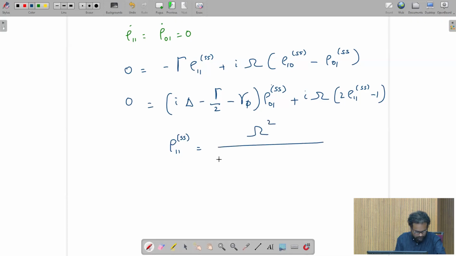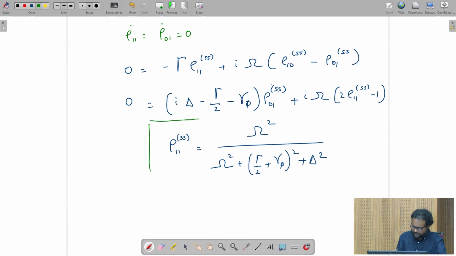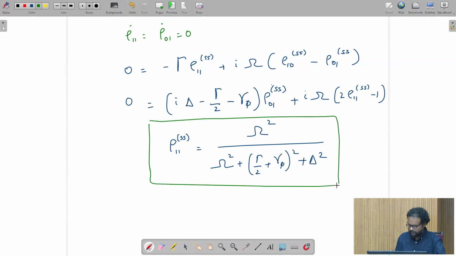If I write this, I will get... what does this look like? Functional form? Lorentzian. Lorentzian keeps haunting us in this course. It's a Lorentzian, but a Lorentzian corresponding to an excited state population.